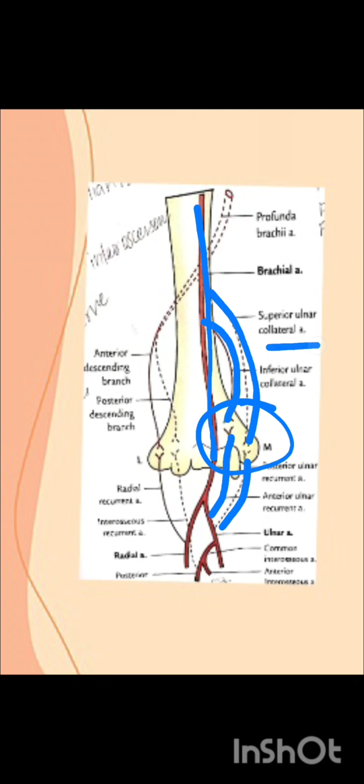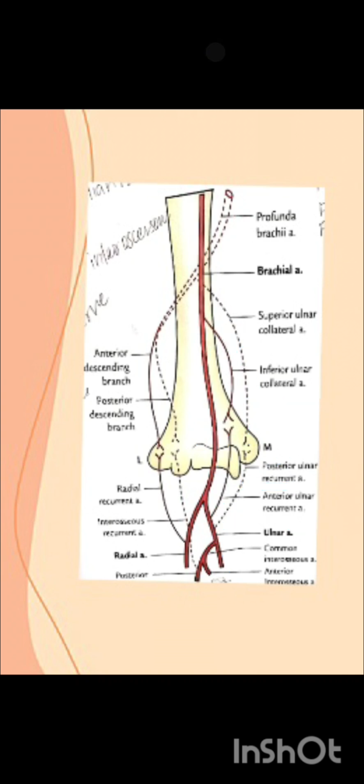So superior ulnar collateral artery and inferior ulnar collateral artery are branches of brachial artery, whereas this posterior ulnar recurrent artery and anterior ulnar recurrent artery are branches of ulnar artery. This is the anastomosis taking place in the medial epicondyle.